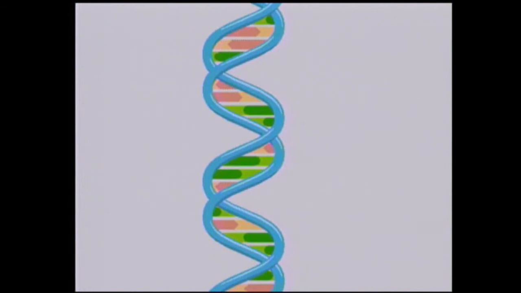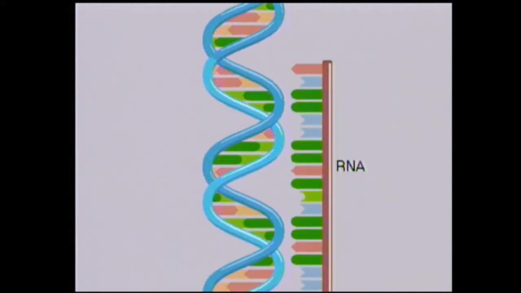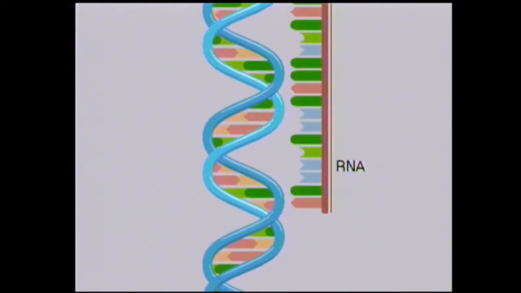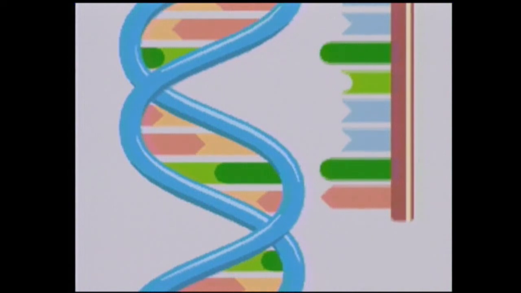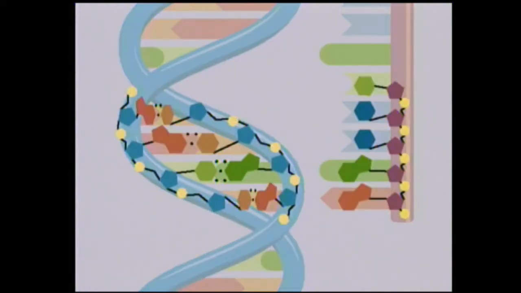Instructions for making proteins are coded on segments of DNA called genes. But proteins are not made in the nucleus. A strand of ribonucleic acid, or RNA, carries the instructions for making proteins out of the nucleus. This type of RNA is called messenger RNA. Both DNA and RNA are long chains of nucleotides. Each nucleotide contains a sugar, a phosphate group, and one of 4 bases.